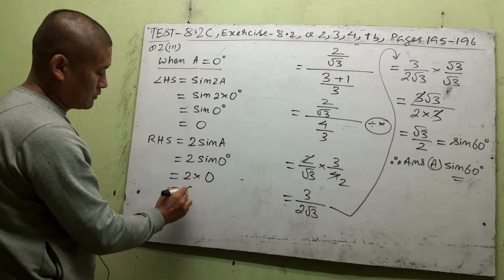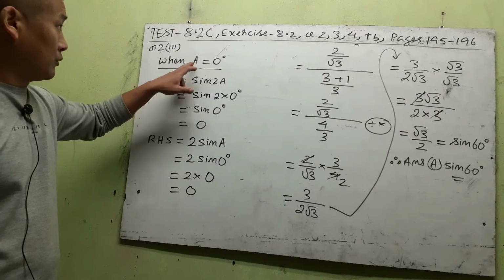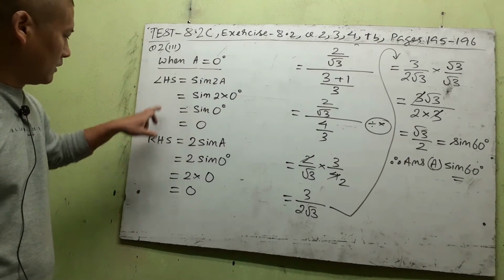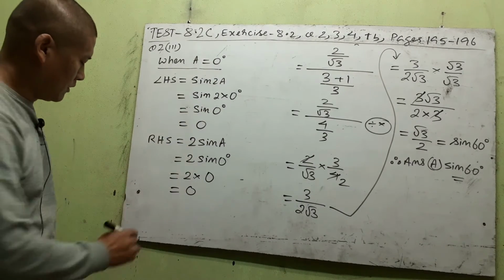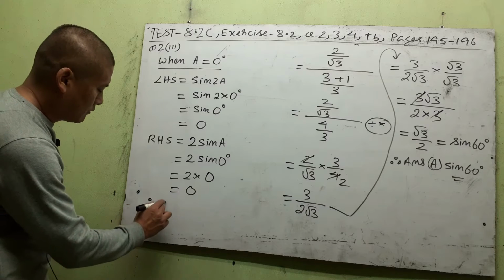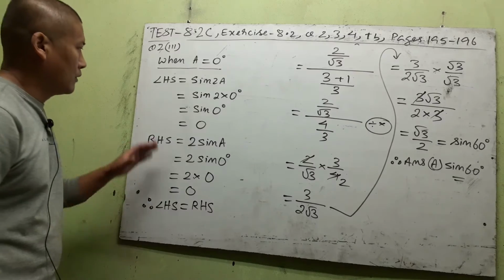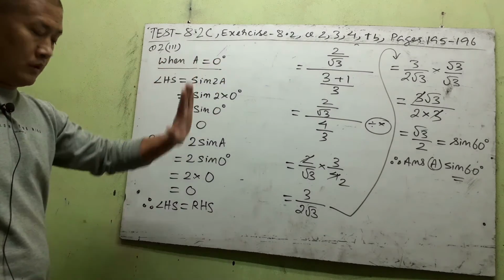So anything multiplied by 0 is 0. So when we put a equal to 0 degree, sine 2a is 0. Left hand side, right hand side is also equal to 0. That means it's coming out correct when you put the value as 0. So left hand side equals right hand side when a equal to 0 degree.